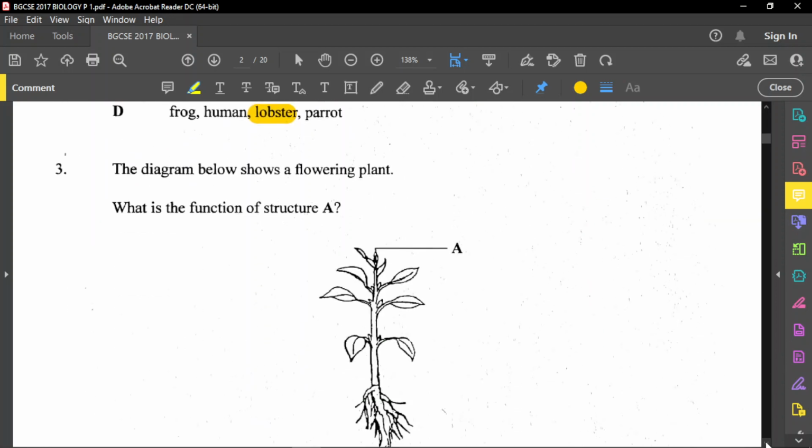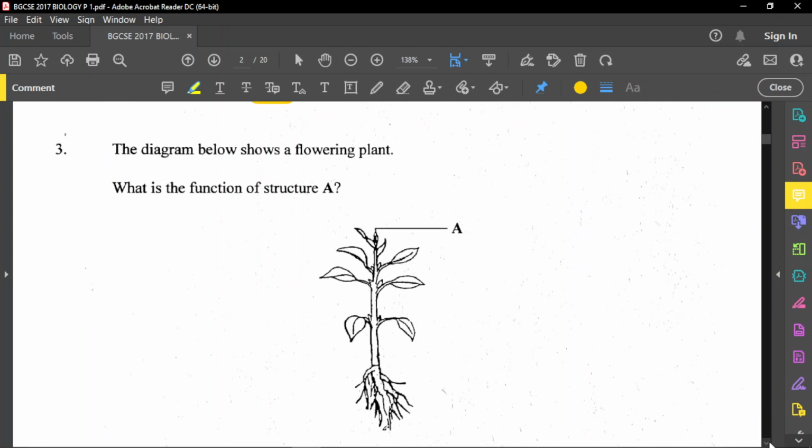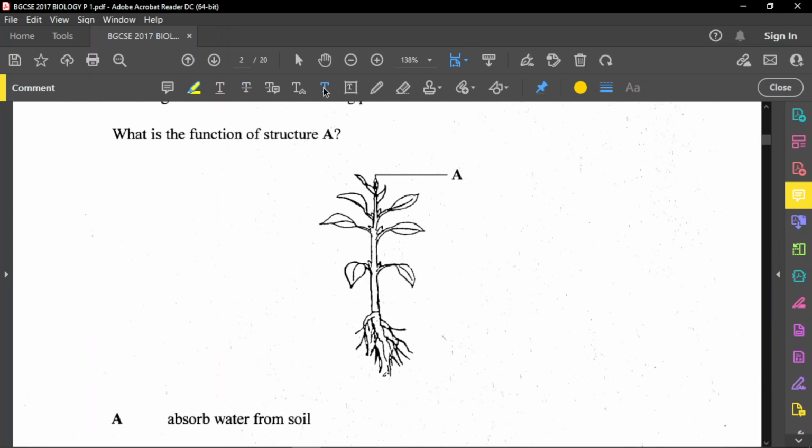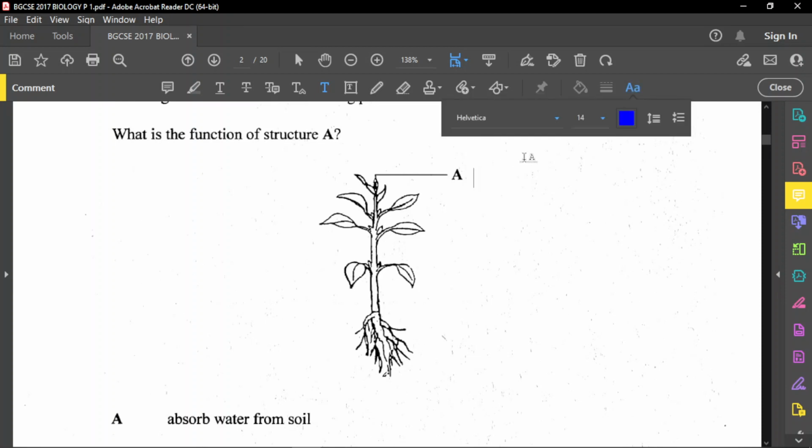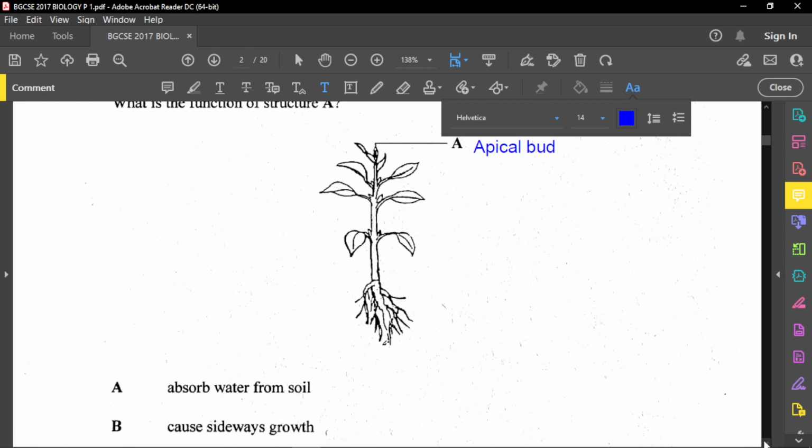For question number three, it said the diagram below shows a flowering plant. What is the function of structure A? Notice that's an apical bud. So A is the apical bud. Let's write it down quickly. Apical bud, that's the one on the tip. The tip of the plant is the apical bud. Or you may call it the apical meristem, because the apical bud contains the apical meristem. And the apical meristem is where growth actually takes place, all right? The tip of a plant. Auxin is also produced there as well.